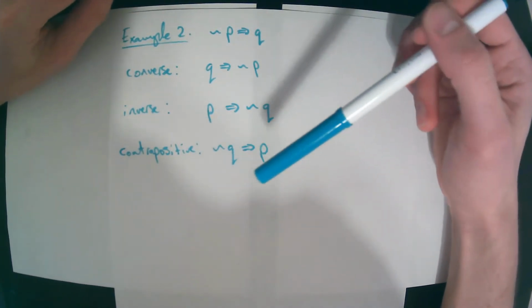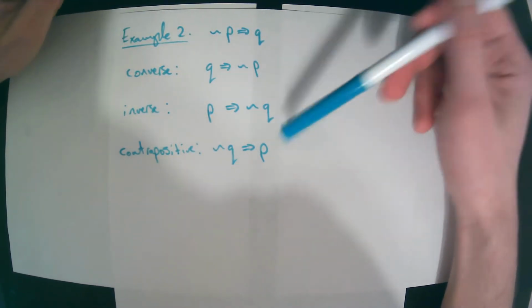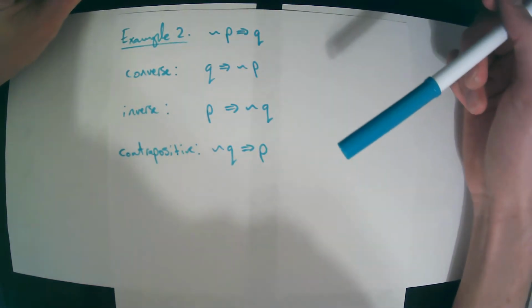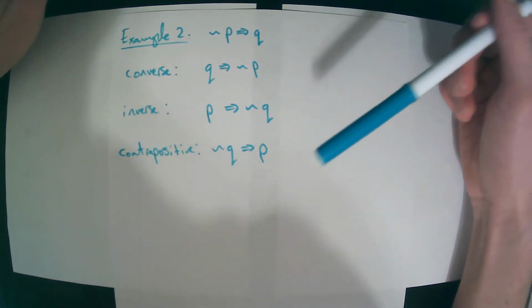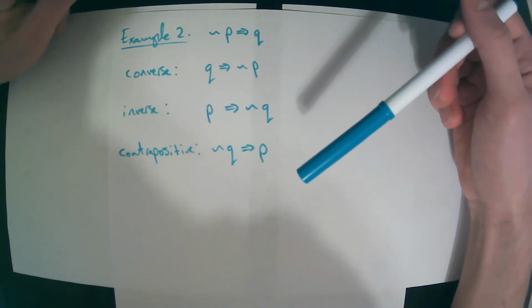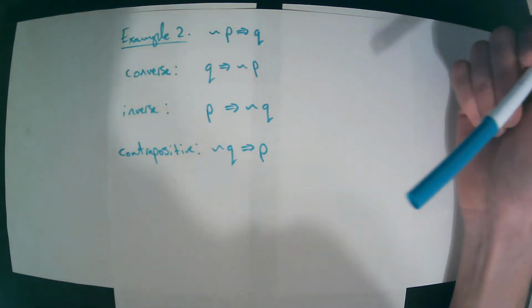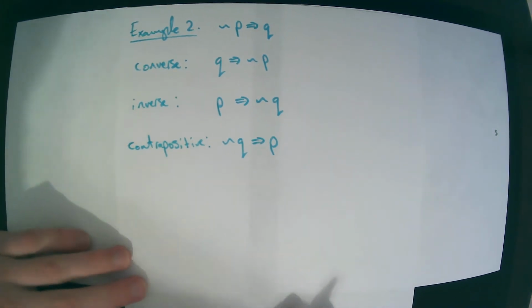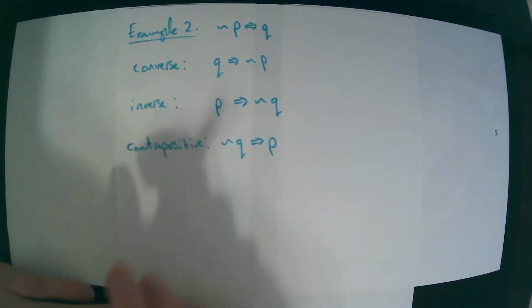Contrapositives are super useful for proving math theorems. Actually, it's a technique that math students use a lot to prove theorems, or not just students of math, but I suppose anyone who's studying math at any level, a contrapositive can be useful.